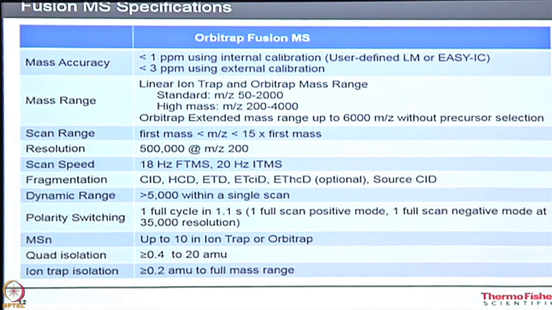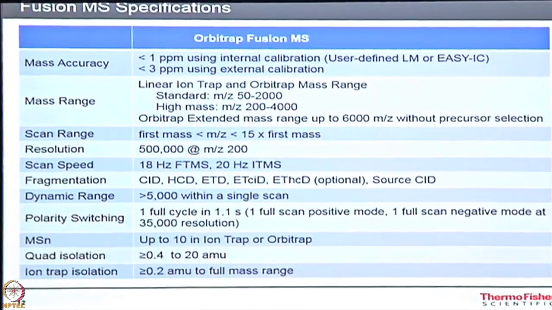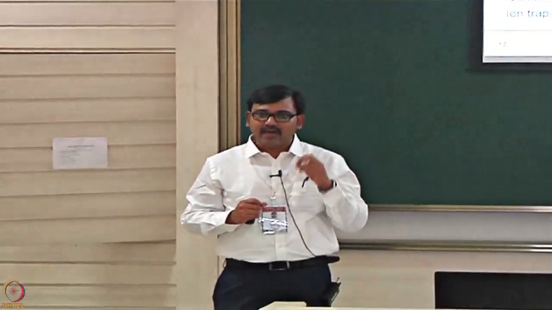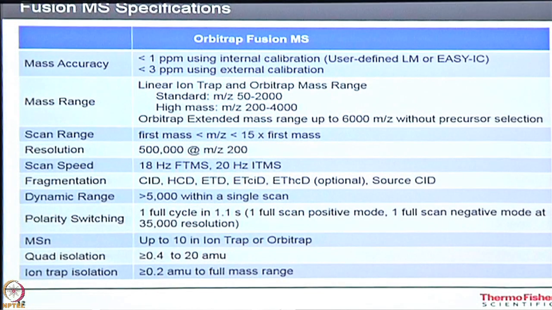Okay, now come to the specification of the Fusion Orbitrap. First is the mass accuracy. Mass accuracy is less than 1 ppm with internal calibration, and less than 3 ppm with external calibration. So what does it mean by external and internal? Every instrument requires a calibration. You have standards, you inject the standard, you have the exact mass of the standards, and against those masses you calibrate your instrument. That is the simple external calibration.